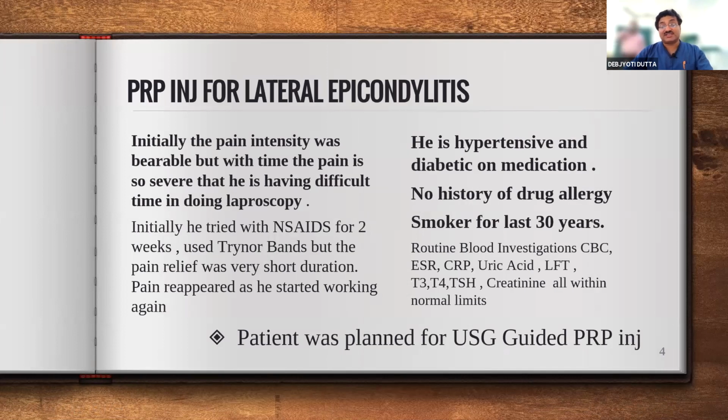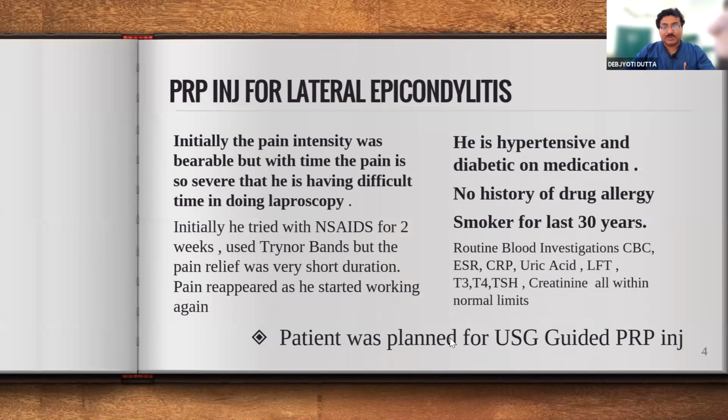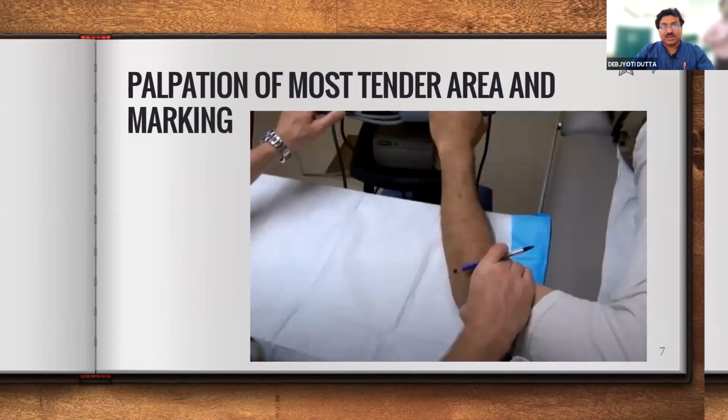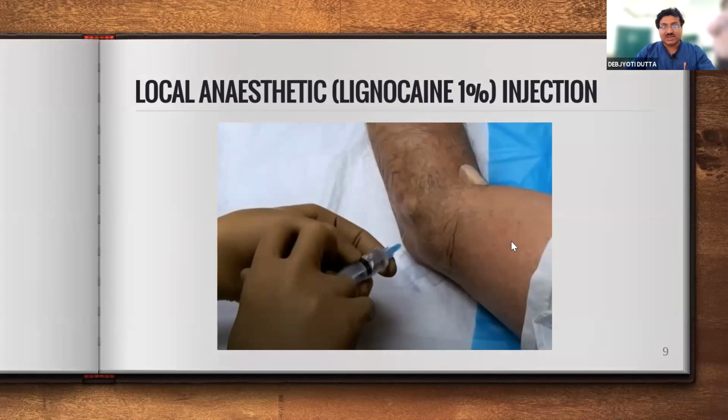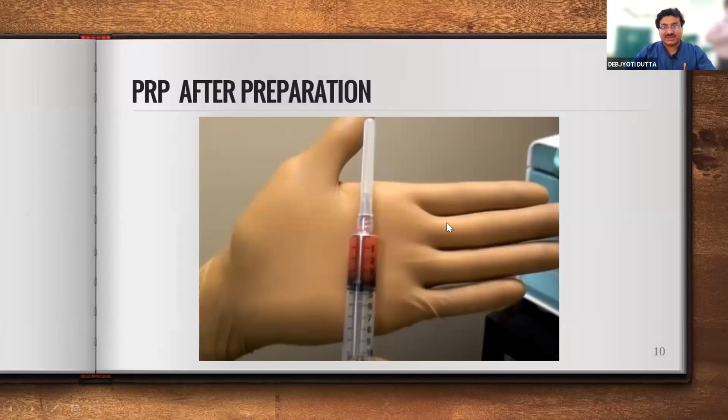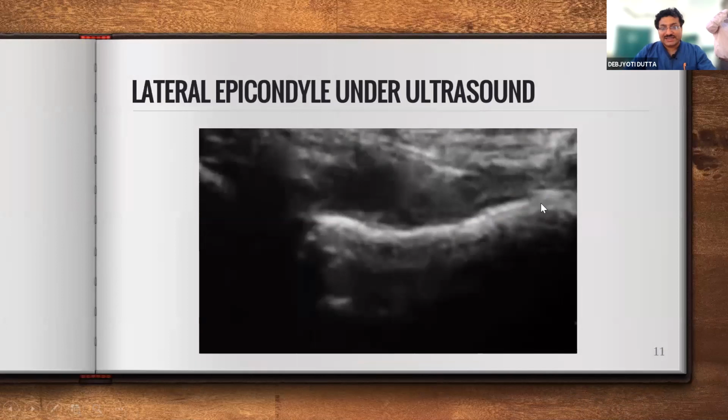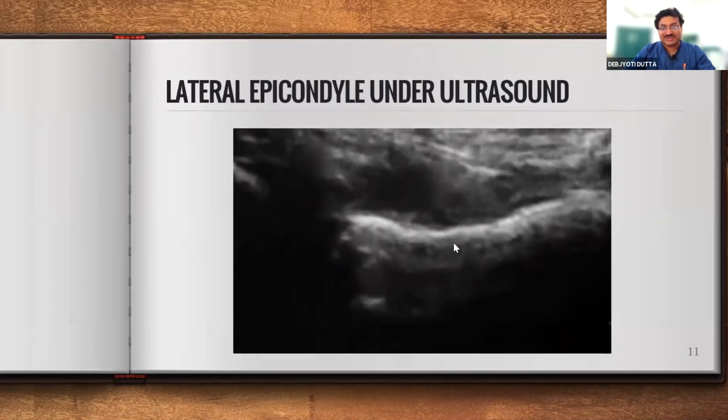Yes, laparoscopic surgeons are very prone to this condition, okay, because they have to hold the equipment like this for a long time. So here, after the preparation of the PRP, we need to first give the local anesthetic injection. Next, under the ultrasound, as I've already shown you, this portion is towards the proximal, this is towards the distal.